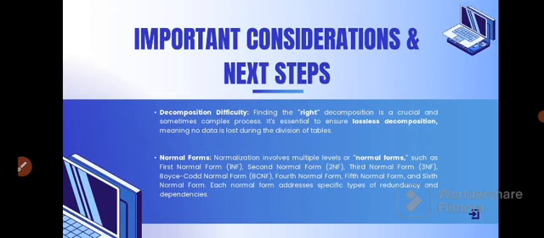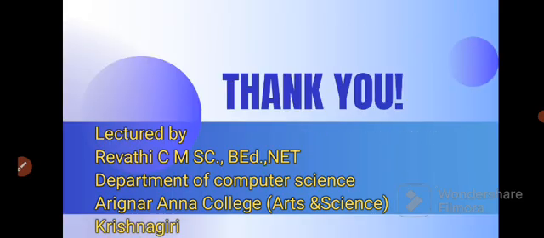Important considerations and next steps. Decomposition difficulty: finding the right decomposition is a crucial and sometimes complex process. It is essential to ensure lossless decomposition, meaning no data is lost during the division of the table. Normalization involves multiple normal forms, such as first normal form, second normal form, third normal form, Boyce-Codd normal form, fourth normal form, fifth normal form and sixth normal form. Each normal form addresses a specific type of redundancy and dependency. Thank you.